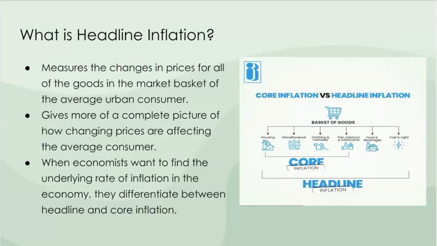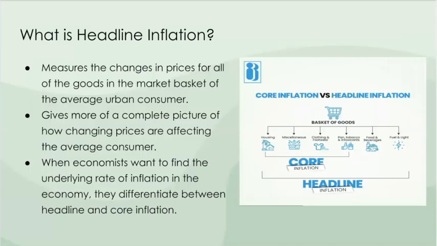So, headline inflation, however, measures changes in prices for all the goods, which is including what we took out before for core inflation, which was like food and energy costs, which just gives a more complete picture of how changing prices affect the average consumer, as those play a big part in how much a person can consume. If those prices go up, it changes consumption power for most. So it kind of just gives a better picture on how the changes in prices affect an average consumer.